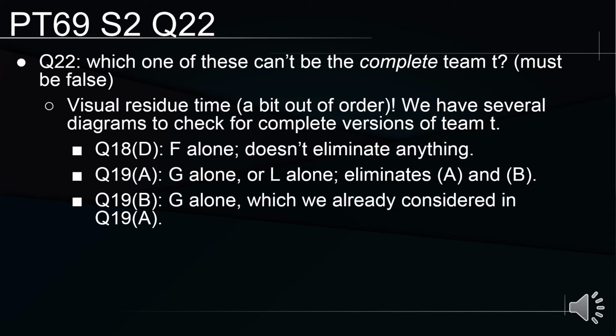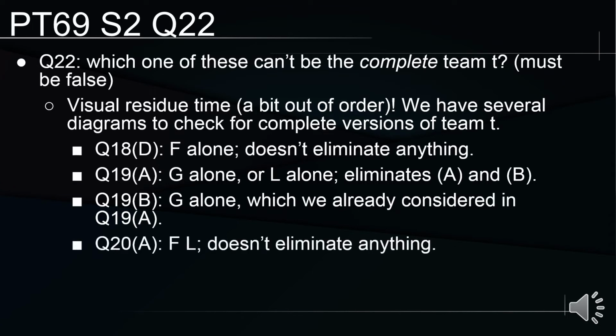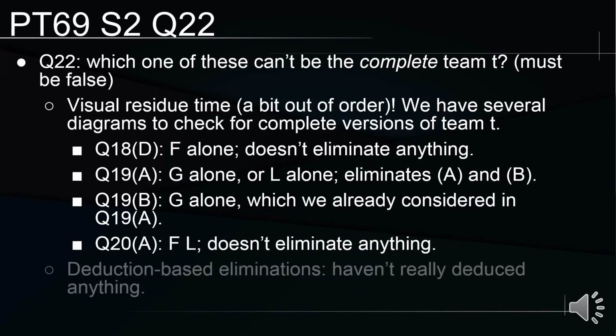Question 19B. That doesn't really add anything new to us. We considered that already in 18, but this one also has G alone as the complete roster for Team T, and so we already considered that. And finally, let's do question 20, answer choice A. F and L are Team T, and that's it, but that doesn't really eliminate anything from this list either. So now that I've skipped ahead to visual residue, I'm just going to go back to the rest of my list and try to do that in order at least.